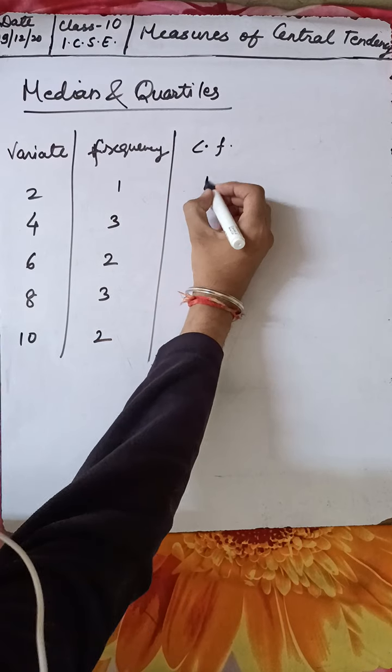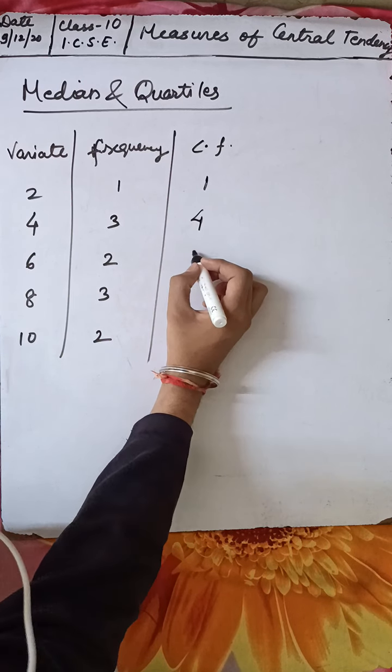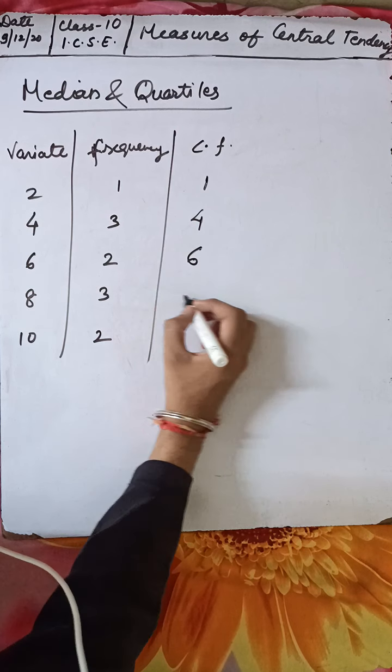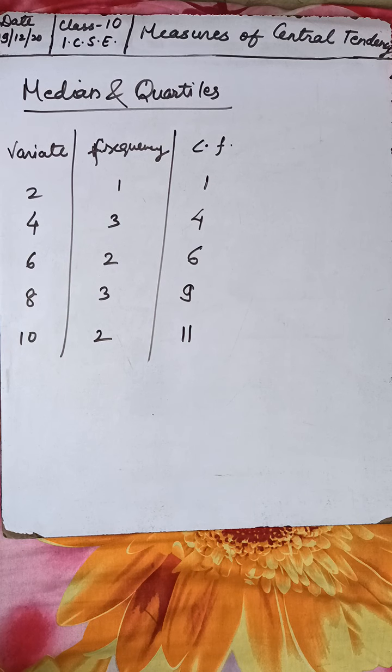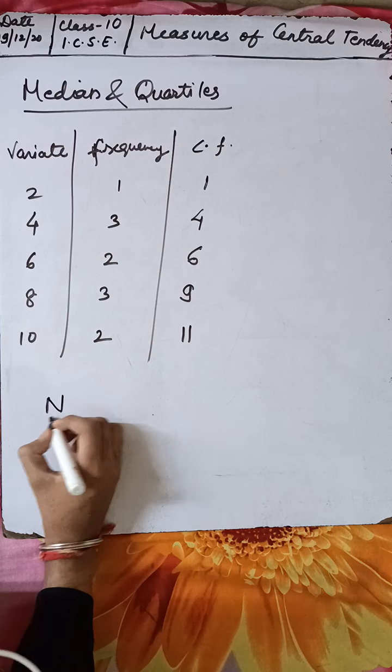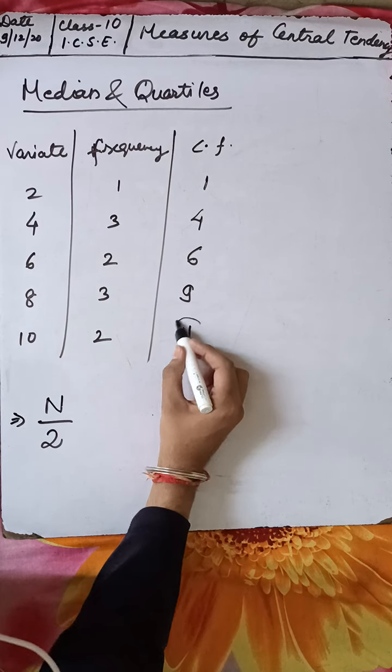Now, cumulative frequency, I hope you understand what cumulative frequency is. First will be the same, 1. Then 1 plus 3 will give you 4, 4 plus 2 will give you 6, 6 plus 3 will give you 9, and 9 plus 2 will give you 11. Now what you have to do is calculate n by 2.